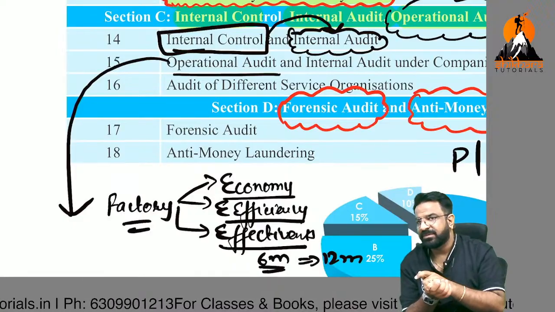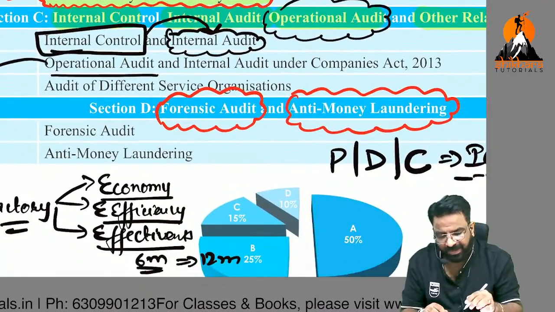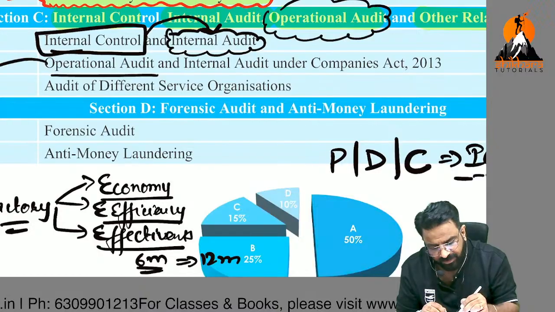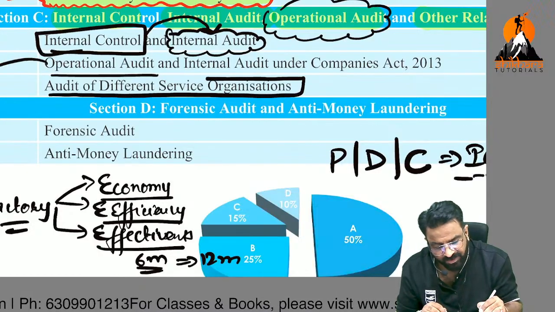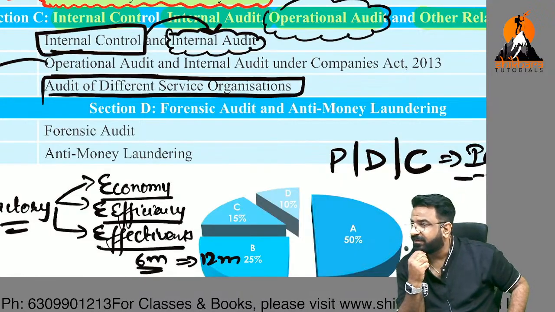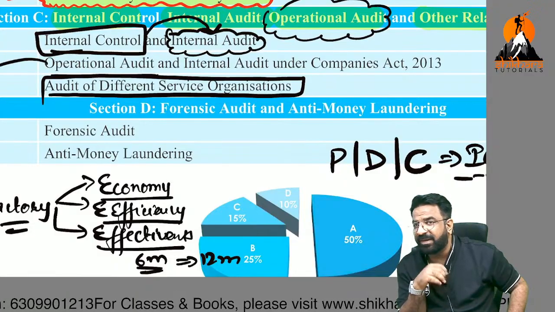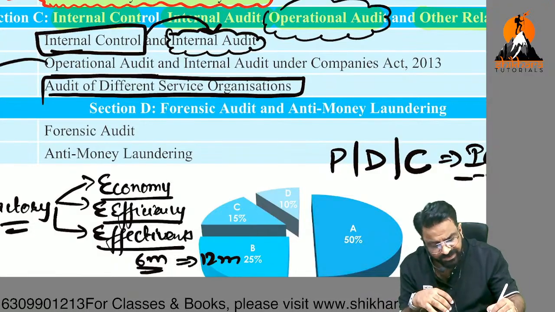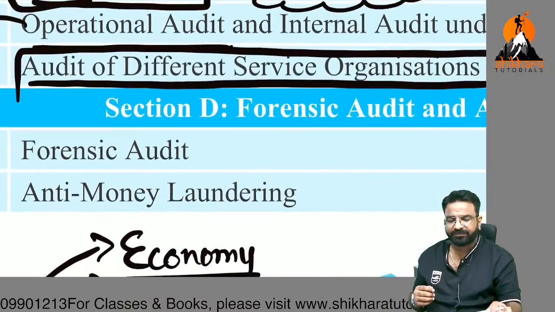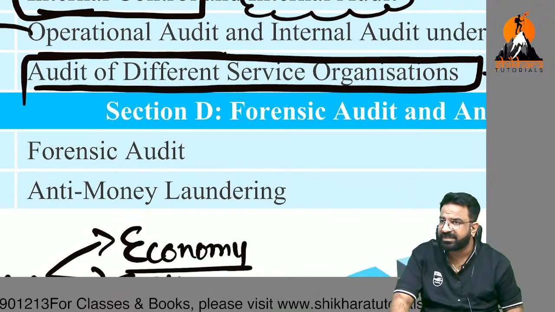Did you get the point? Now, this is called which audit? Operational audit, right? And last but not the least, I hope you remember one chapter in your intermediate: audit of different entities. Club audit, school audit, hospital, cinema hall, cooperative society, bank audit, government audit. The same chapter we have in CMA Finance. What is the name of the chapter? Audit of different service organizations. I hope everything is clear.